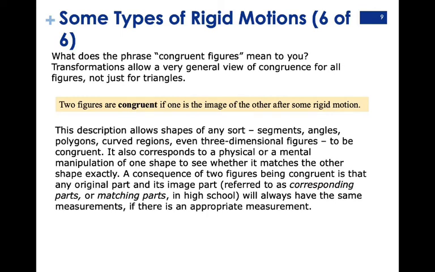So a bit more of a definition here, what we think of as congruent. So we say two figures are congruent if one is the image of the other after some rigid motion. So after we perform one of these rigid motions, if they end up being the same. So again, not involving dilations. That's going to make it larger, right? Or smaller. We want to keep it the same size and the same shape without moving it around.